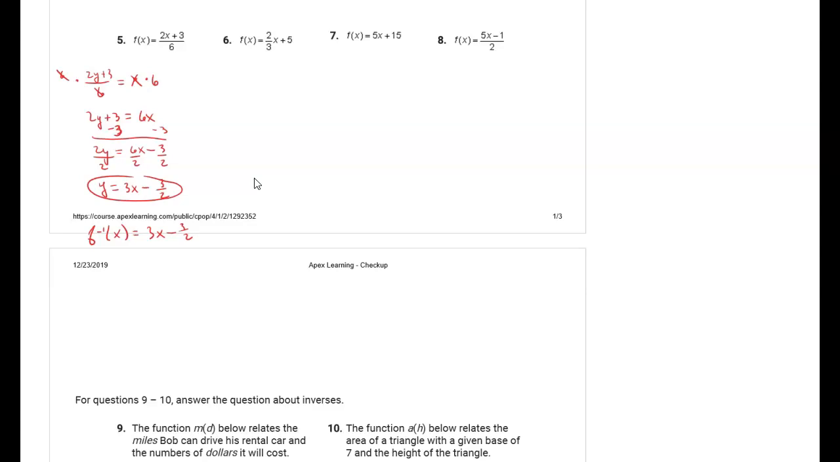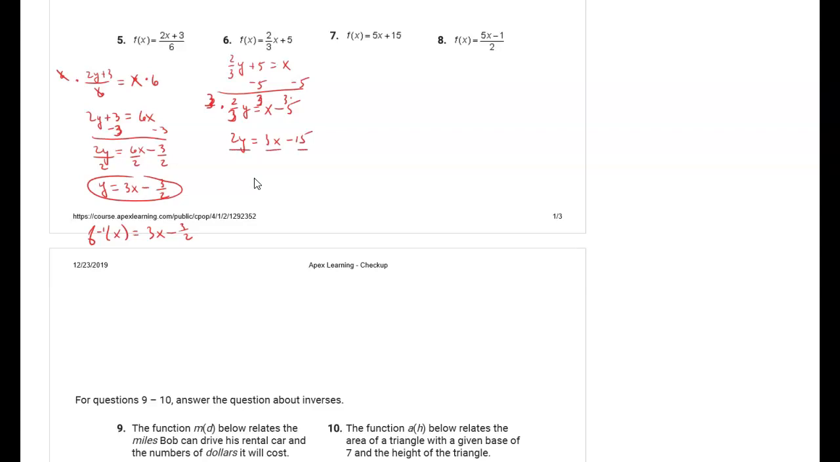Again, replace x with y. So we get 2/3 y plus 5 equals, f of x becomes x. Now, I subtract 5. 2/3 y equals x minus 5. Now the first step I'm going to do here is multiply everything by the denominator, 3. And here I multiply everything in the equation. So 2y equals 3x minus 15.